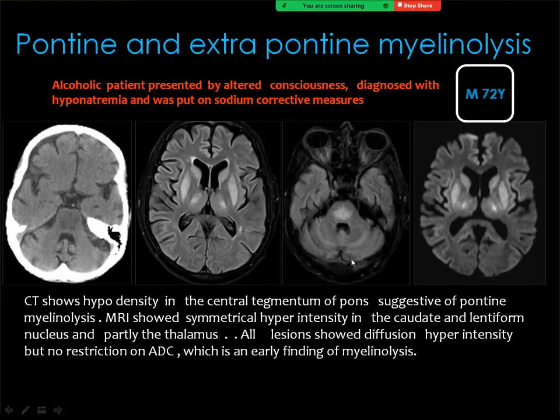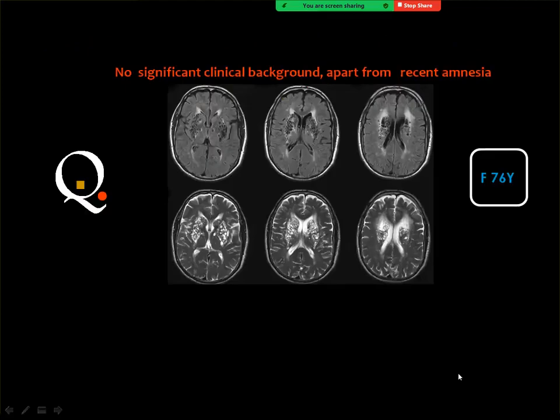The lesions will not show diffusion restriction if they are chronic. But if the condition is acute, then you may get diffusion restriction in the pontine lesion as well as in the extrapontine lesions. Then this is a female patient, 76 years old, presented with no significant clinical background apart from amnesia.